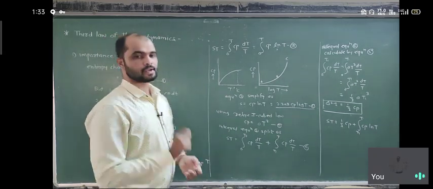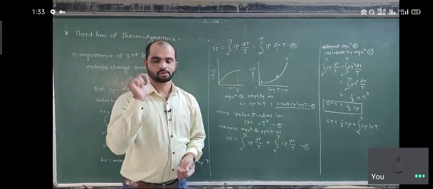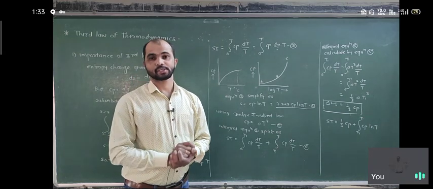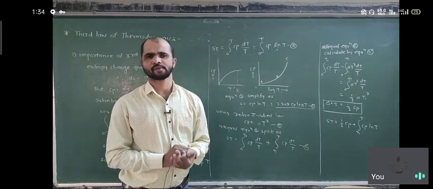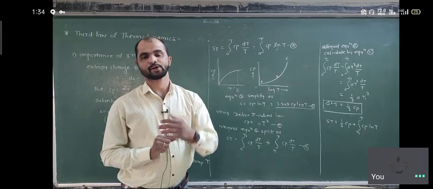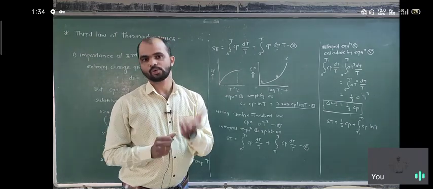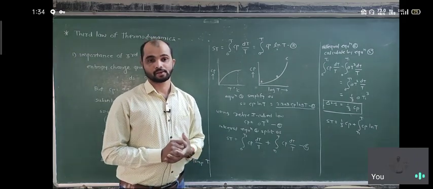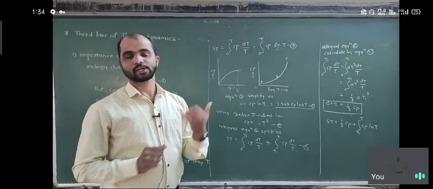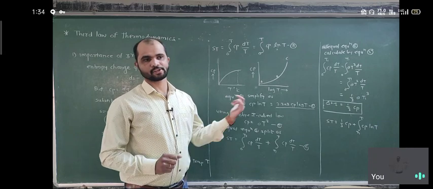But basically at 0 temperature, that means 0 Kelvin, it is difficult to measure the entropy. So to measure or calculate entropy below 15 Kelvin is difficult using this equation.